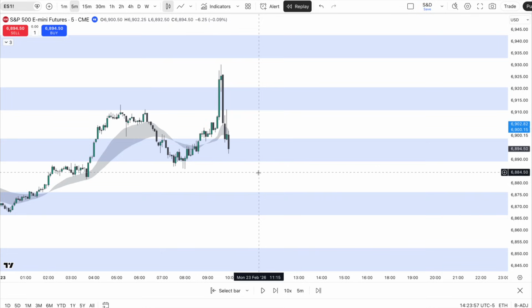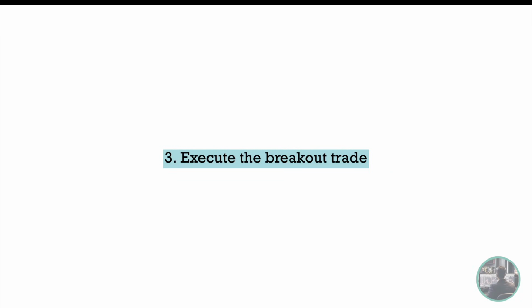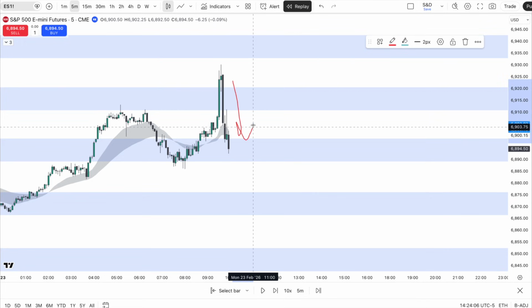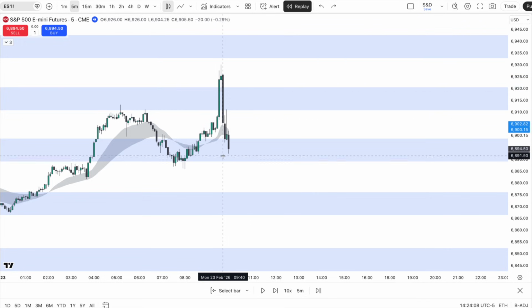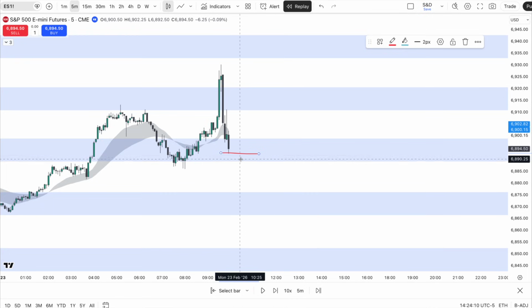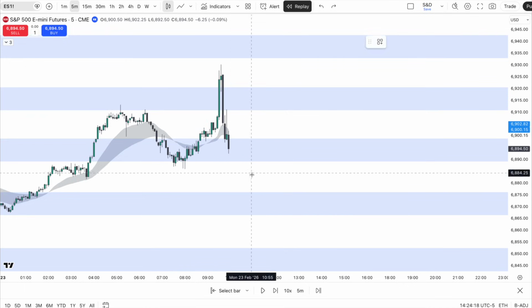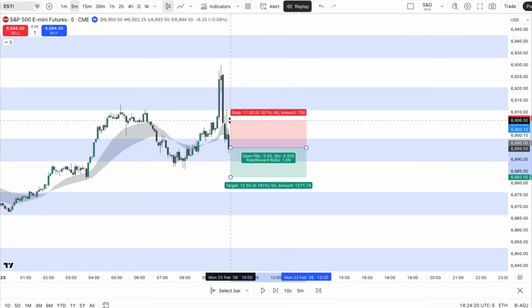From here we move on to step 3, which is to execute our breakout trade. So now that we've had this very strong rejection here, the price seems to be breaking this demand level with a lot of momentum. What's most likely to happen here is that we continue breaking lower and hit the next demand level instead of moving back to the supply level above. So we enter short, target the next level, and place our stop above market structure.